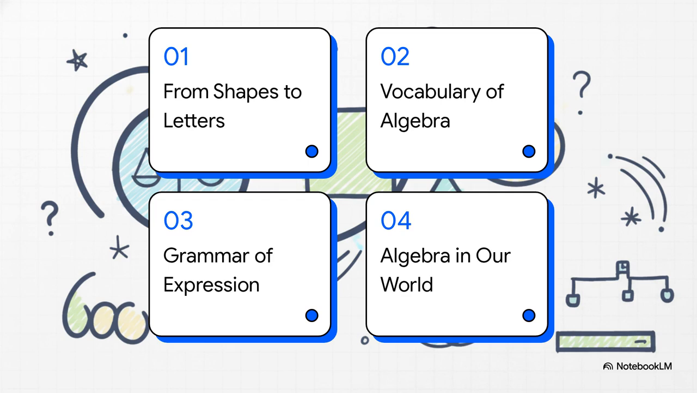All right, so here's our game plan for today. First up, we're going to see why we made the jump from simple shapes to letters. Then we'll get into the basic vocabulary and grammar, the stuff you need to get fluent. And to wrap it all up, we're going to find out where this language pops up in the world all around us. It's going to be great.